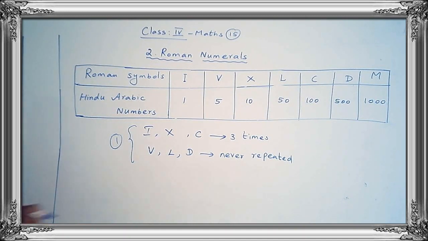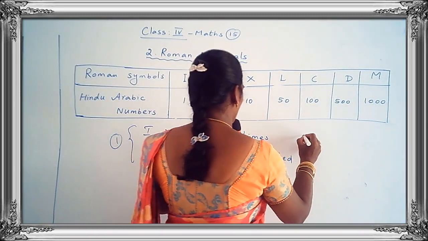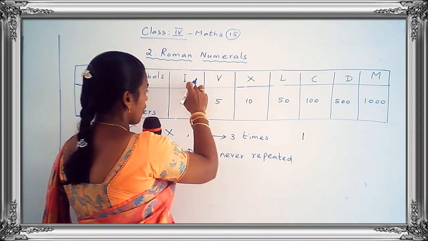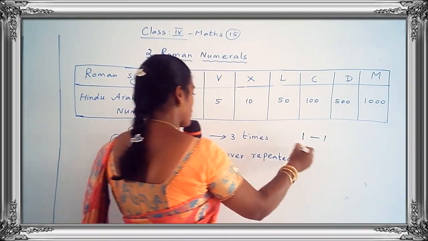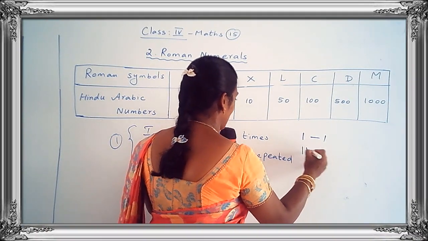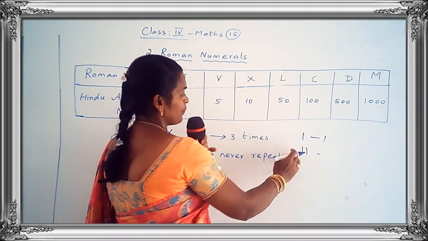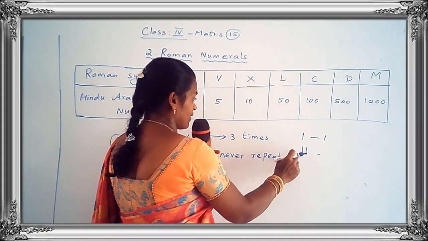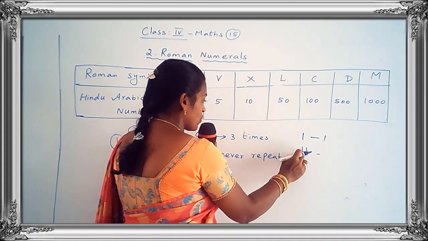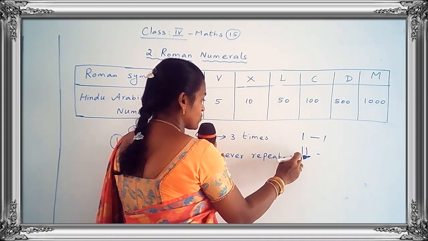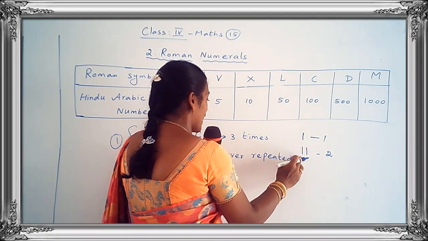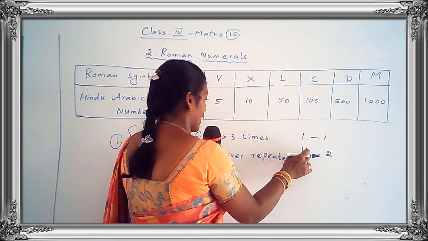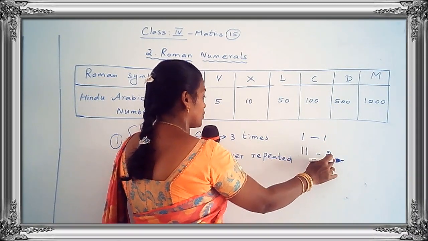For example, you see I. I means how much? 1. Suppose 2 times I, what is the answer? I stands for 1, so here 2 I's are there. So 1 plus 1 is 2. So that's why I plus I means 1 plus 1 is equal to 2.